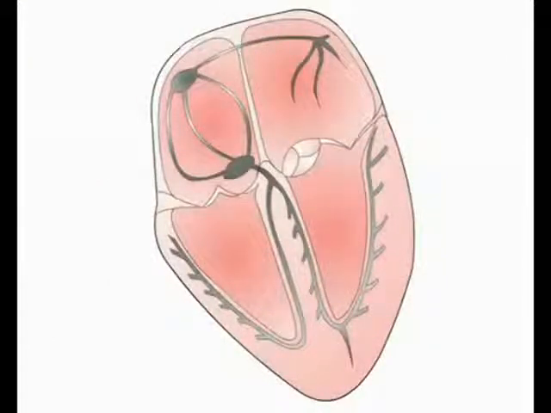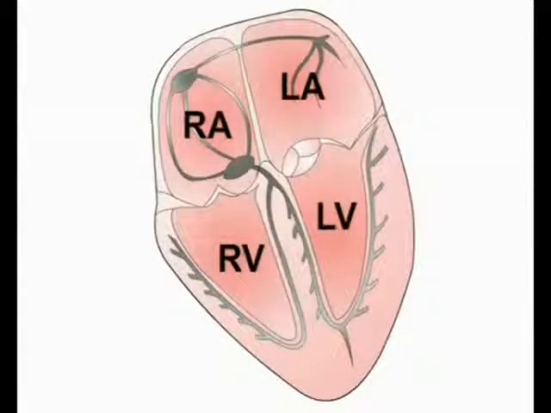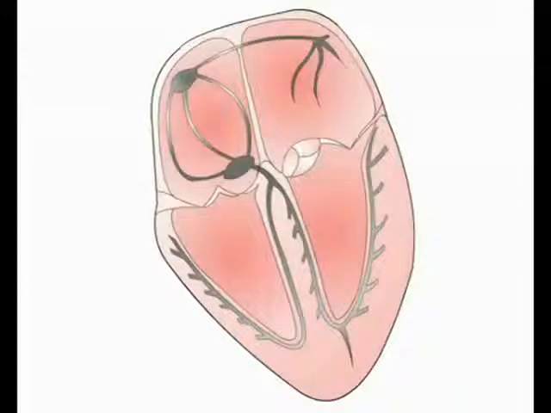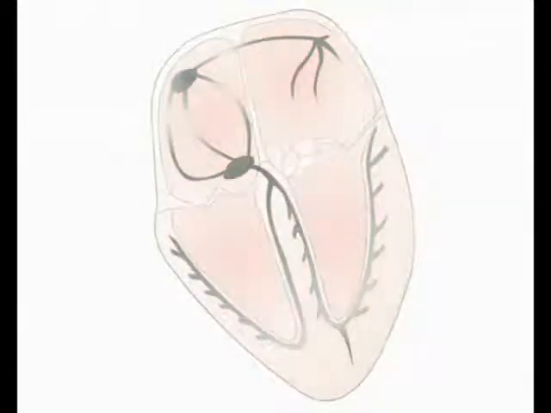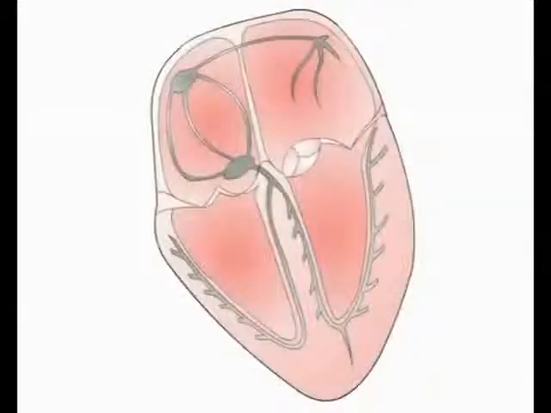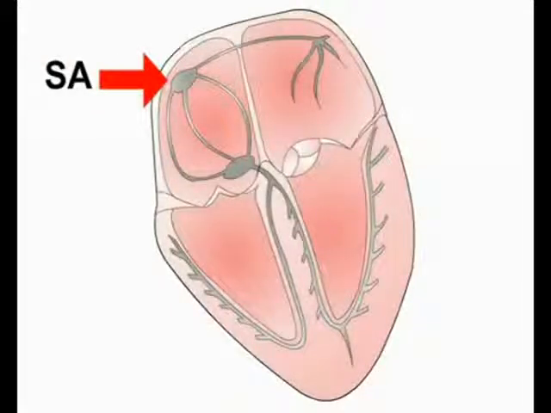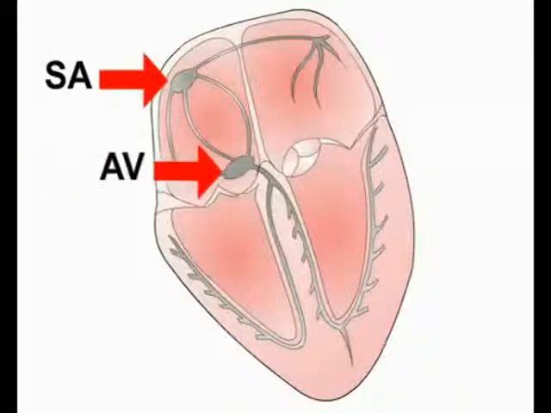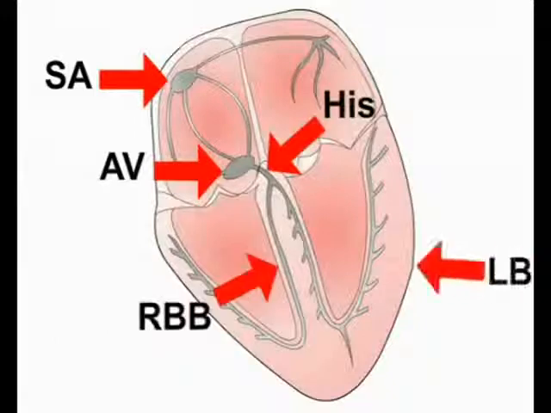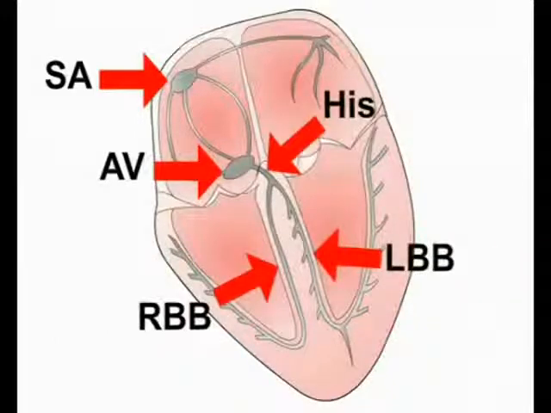The schematic shows the right and left atria, the right and left ventricles, and the specialized cardiac conducting system seen here in grey. You will remember from anatomy that the main components of the conducting system are the sinoatrial or SA node, situated near the entry of the superior vena cava into the right atrium, and the atrioventricular or AV node leading into the bundle of His, which then divides into the right and left bundle branches in the interventricular septum.